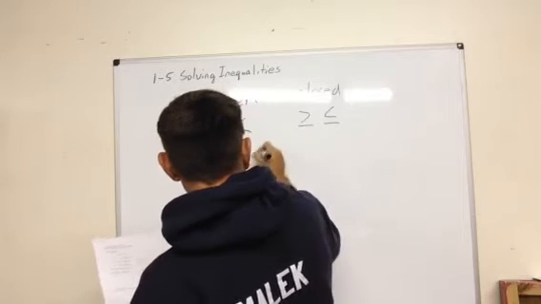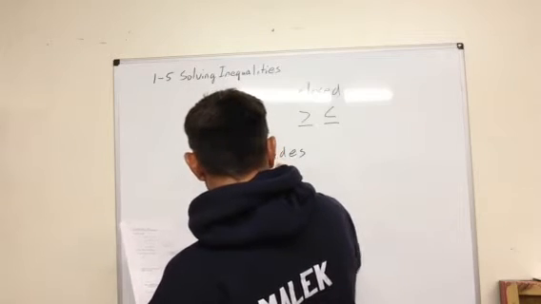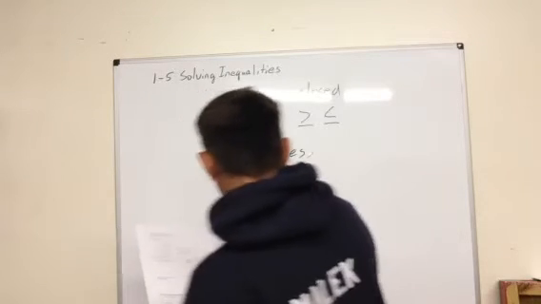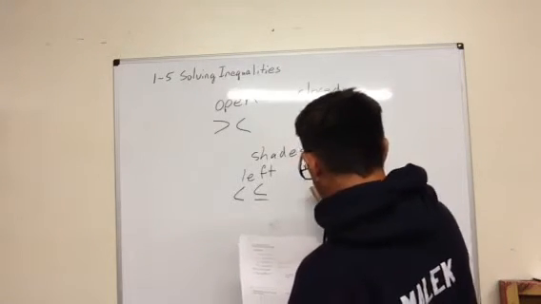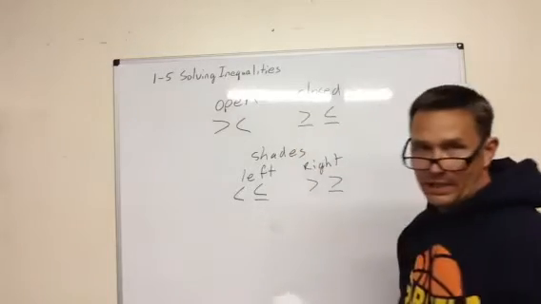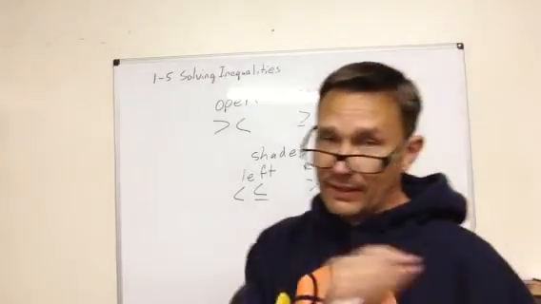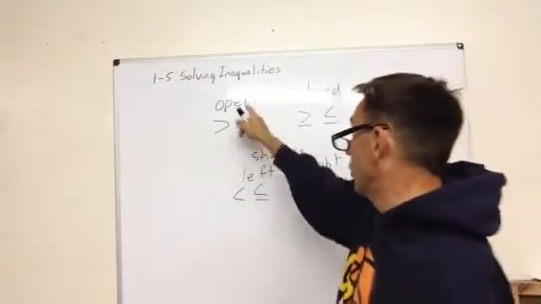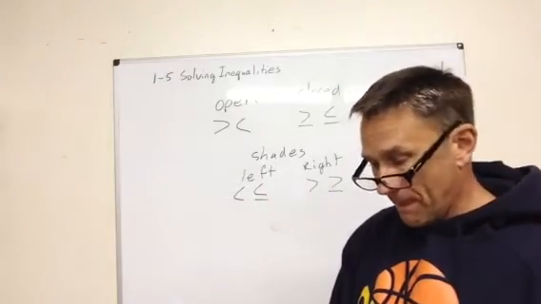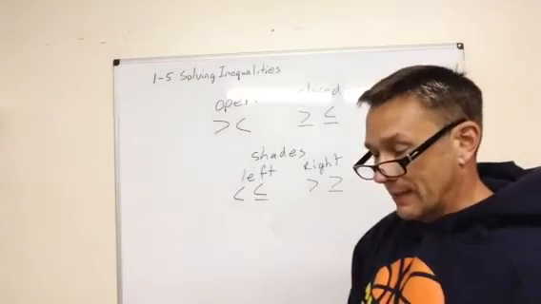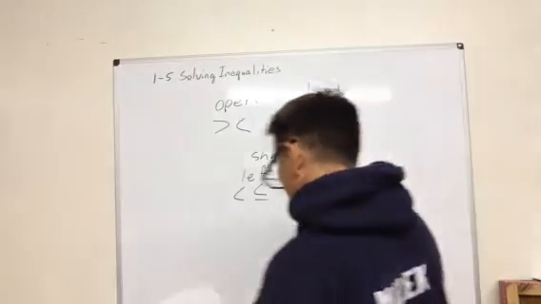It shades to the left if it's less than or equal to. And we shade to the right if it's greater than or greater than or equal to. So when we're graphing these, it's going to be on a number line, and we have to think, is it an open or closed circle? And then are we shading left or to the right? And then we will practice that as we go along solving these problems. All right?